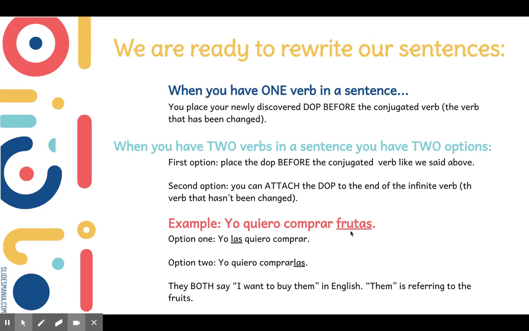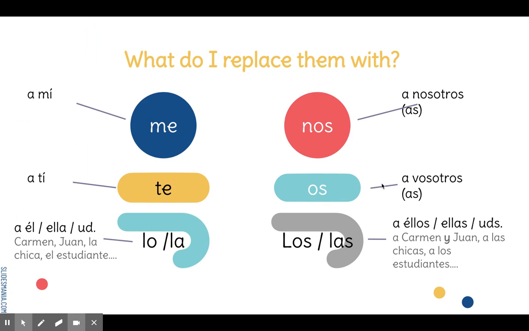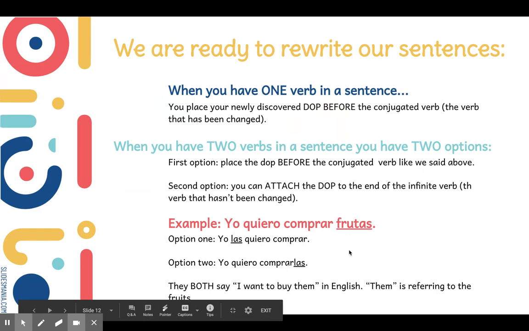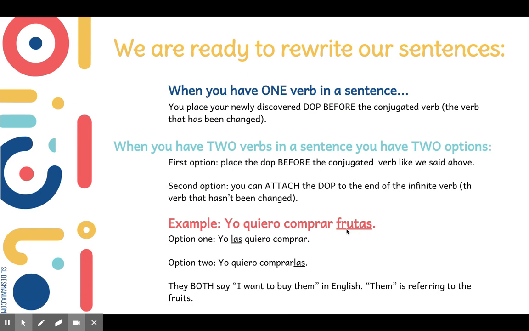So my DOP, let me go back. I need to replace "frutas." So what am I going to replace "frutas" with? I know it's feminine. I know it's plural. And I know it's not a person. So I'm going to go down here. All right. And I'm going to pick "las." "Frutas," I can replace "frutas" with "las." Now that I picked it, I've got to put it in the right spot when I rewrite it. So I rewrite "yo," and because I have two verbs, I have two places I can put it. I can put my "las" before the verb like I did right here. "Yo las quiero comprar." See, this verb is changed. You see how it's conjugated at the end?